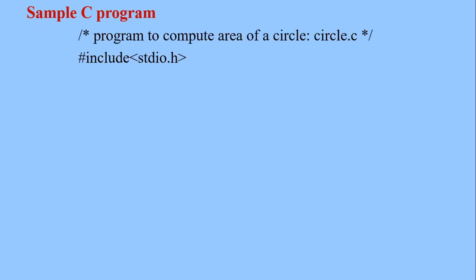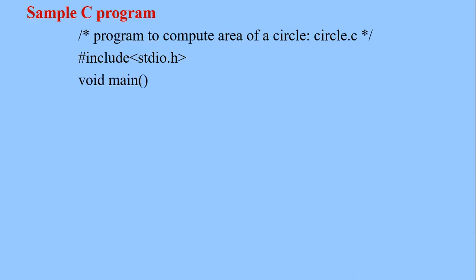Then #include <stdio.h>. This is a preprocessor directive that informs our compiler to load the functions stored in the header file called stdio, the standard input output header file, which contains functions for inputting and outputting. We include this header file in situations where we are going to be making use of input devices like the keyboard and also output devices such as the monitor.